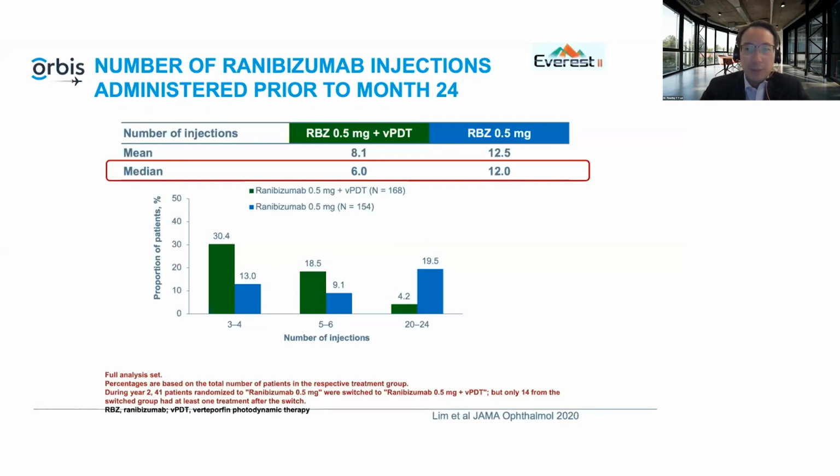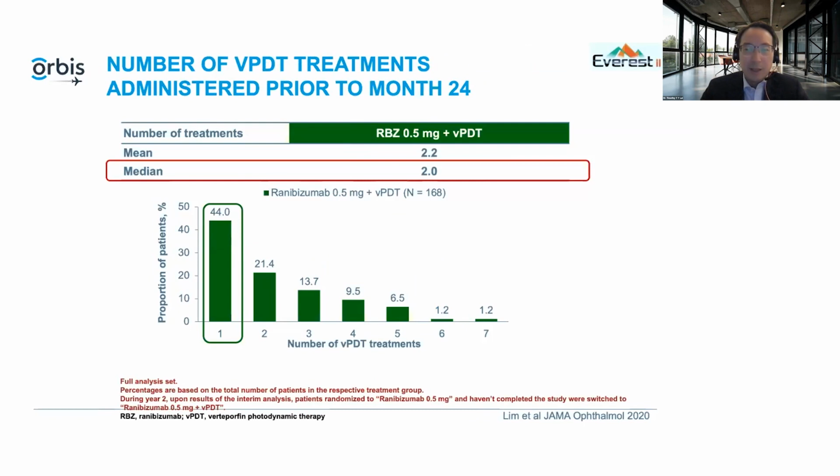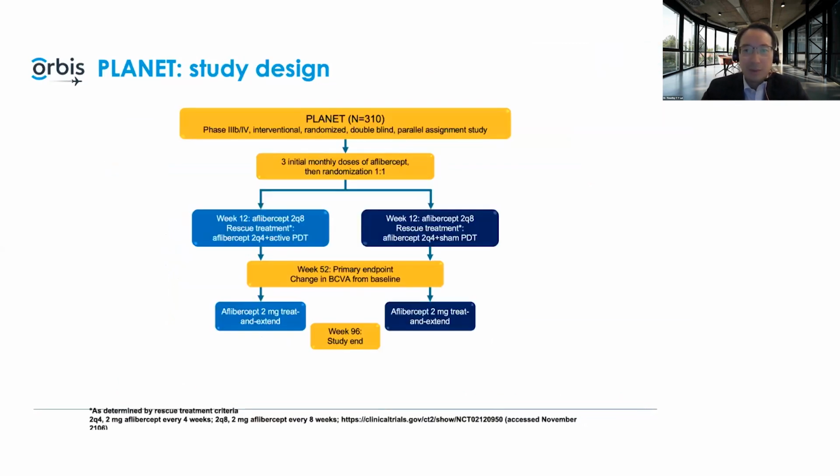By doing combination treatment, we can also substantially reduce the number of ranibizumab injections. So you can see 30% of patients only needed 3 to 4 injections in the combination arm compared with 13% for the monotherapy arm. And the median number of treatments over 2 years is only 6 for the ranibizumab plus PDT combination arm, whereas for the ranibizumab monotherapy arm, it's about 12 injections. So it can reduce the treatment burden quite substantially. And in terms of the number of PDT, 40% only had 1 PDT treatment at the initial onset.